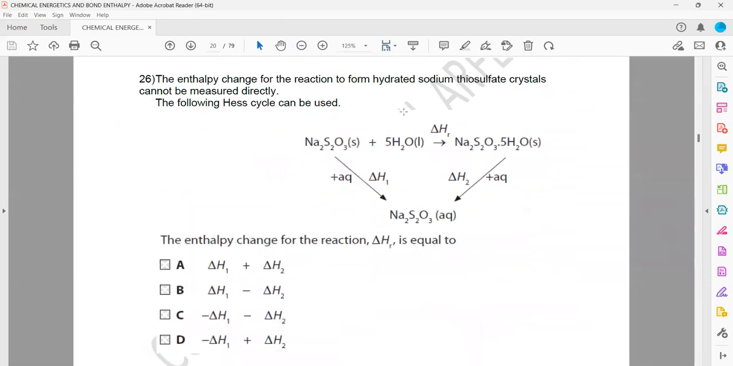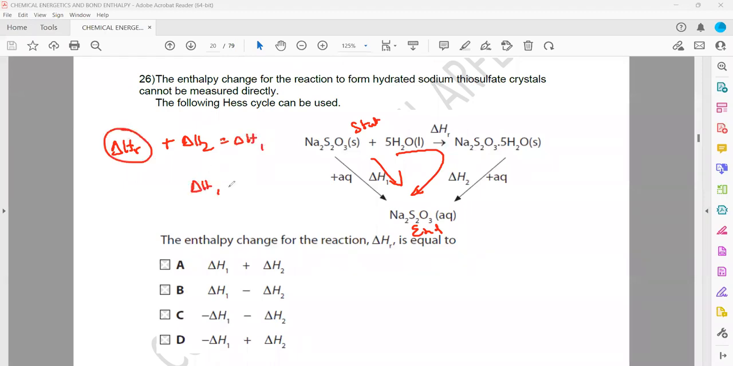Here, we just have to mention what the equation is. So how to work it out whenever you have the cycle given: where the two arrows are pointing out, that is the start of the cycle, and where the two arrows are pointing in, that is the end of the cycle. So if we follow route 1 or we follow route 2, the overall energy change is independent of the route. So delta HR plus delta H2 is equal to delta H1. If I need delta HR, it will be delta H1 minus delta H2. So for this one, B will be the right answer.